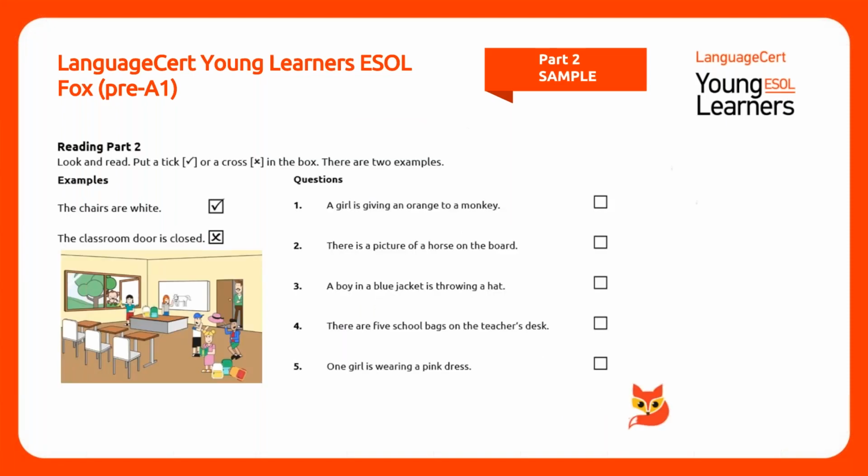In Part 2, candidates look at a picture and say whether they agree or disagree with 5 statements given. They are asked to tick the statements which are true or put a cross if the statements are false. There are 2 examples for the candidates here.